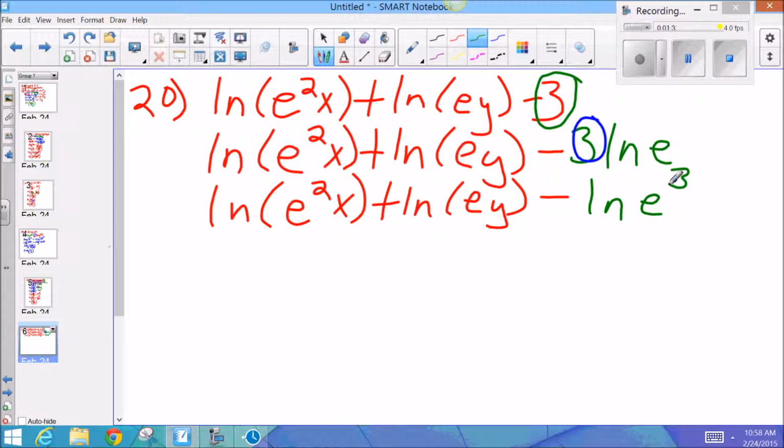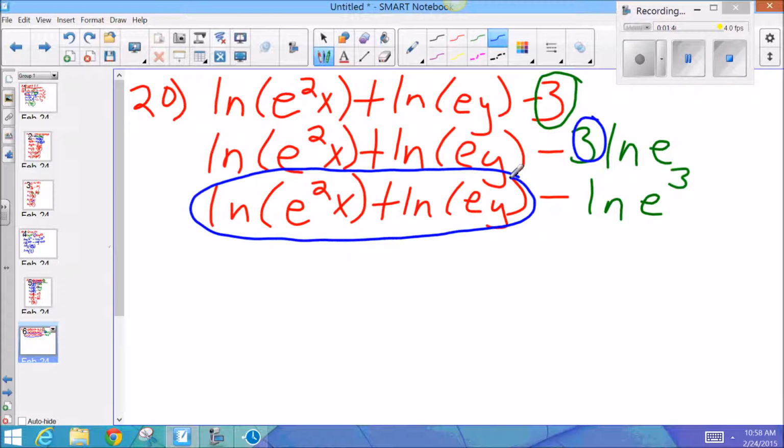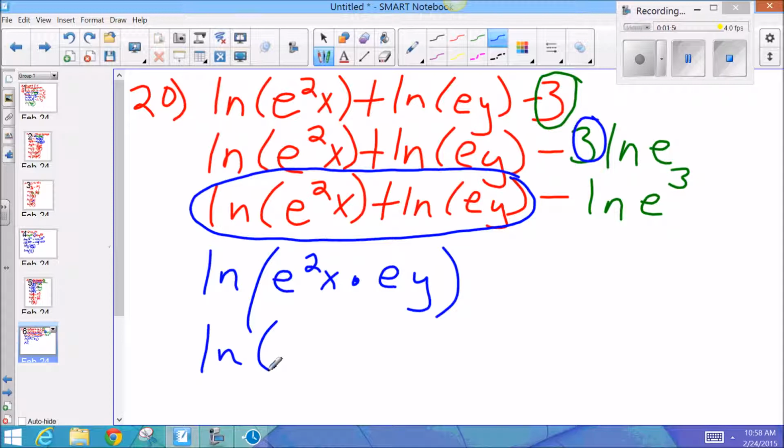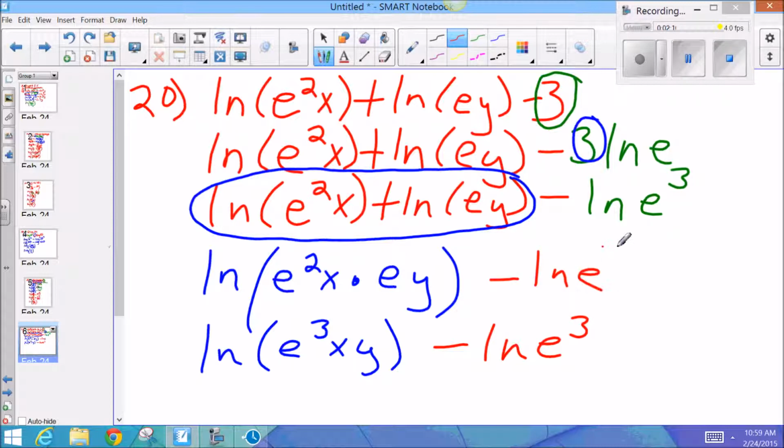All right. So now I am going to combine these two. That's an addition, so it's going to become a multiplication. So it's the natural log of e squared x times ey. All right, let's simplify what's inside the parentheses. So e squared times e is e cubed. So it's e cubed xy. Oh, bring down this negative natural log of e cubed, which I forgot to bring down in the previous line.